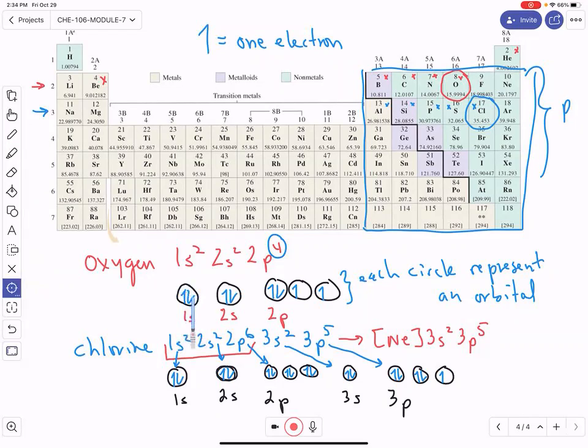Each circle represents an orbital. This is the 1s orbital. This is the 2s orbital. I have 3 p orbitals. So 1, 2, 3. Each circle represents one of those p orbitals, right? There's a different direction for each of those. It's px and py and pz for those orbitals. I get it now.